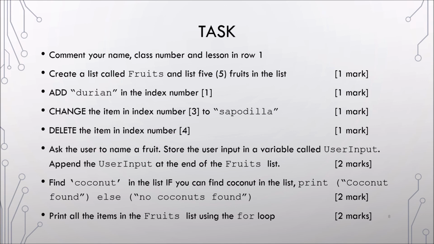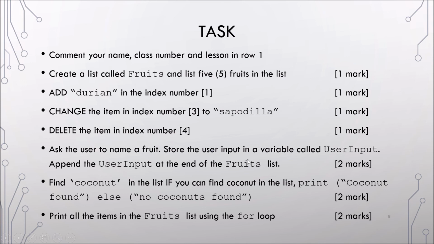Now, your lesson task for this week is as follows. First, you create a variable called fruits and list 5 items in the fruits. Now, I would highly recommend you not to use the words that are in the task, for example, durian and sapodilla. Do not put that in your original list. Then add durian in index number 1. Change the item in index number 3 to sapodilla. Delete the item in index number 4.